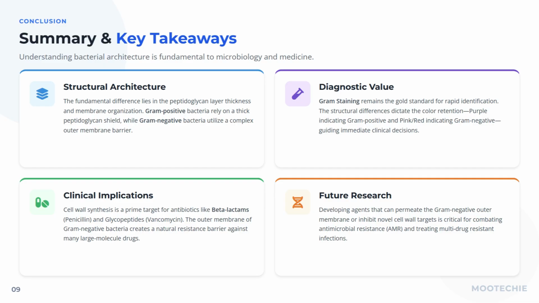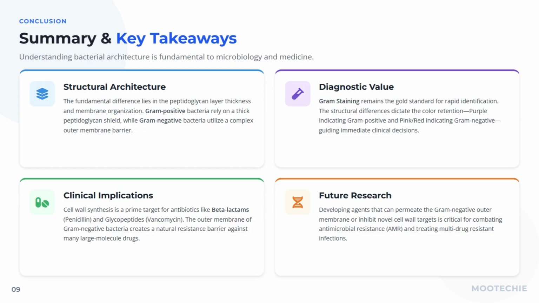Structural architecture. The fundamental difference lies in the peptidoglycan layer thickness and membrane organization. Gram-positive bacteria rely on a thick peptidoglycan shield, while gram-negative bacteria utilize a complex outer membrane barrier. One is a fortress with thick walls, and the other is a castle with a complex outer gate and a thin inner wall. Both are effective, but in different ways.